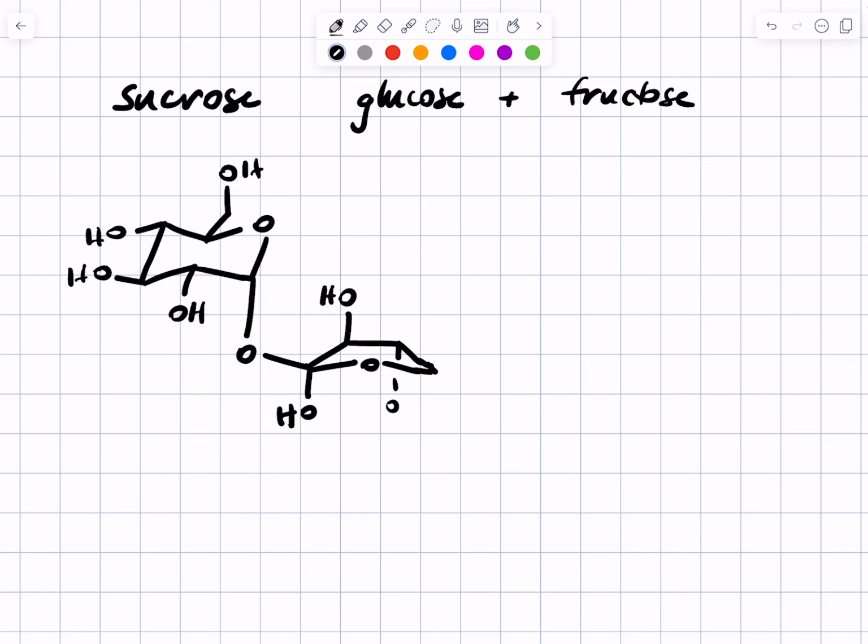There's a down OH group here, and then the C5 hydroxy. Oops, I did it wrong. Sorry, this should be, that's carbon 1, 2, 3, 4, 5, and 6. And this is the glycosidic linkage between glucose and fructose. So take a look at that structure.